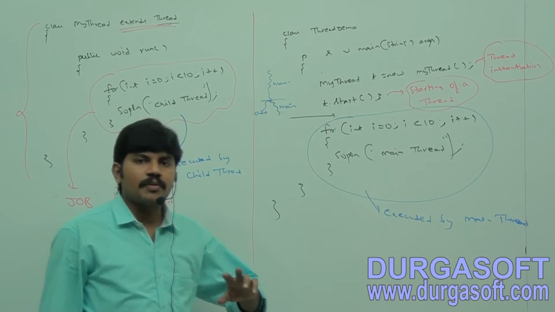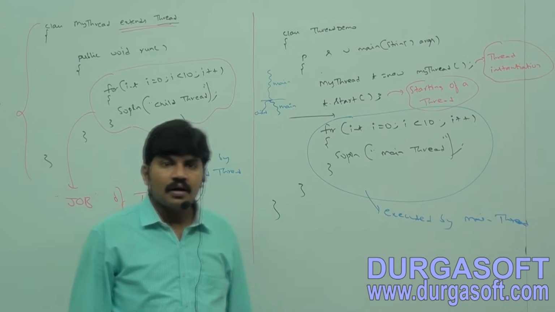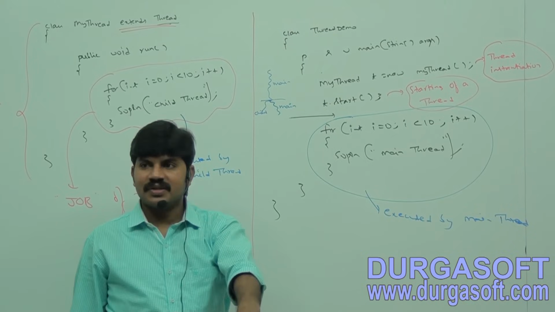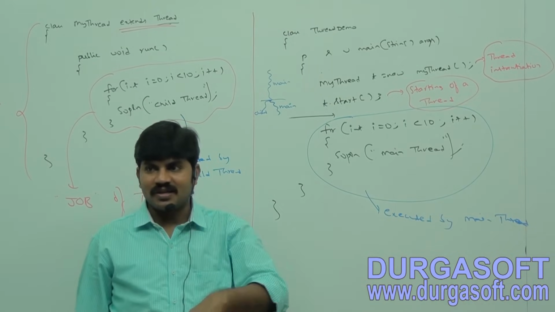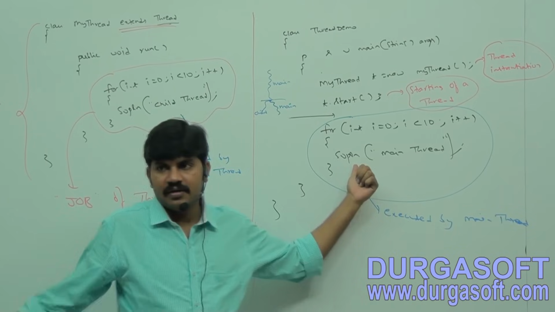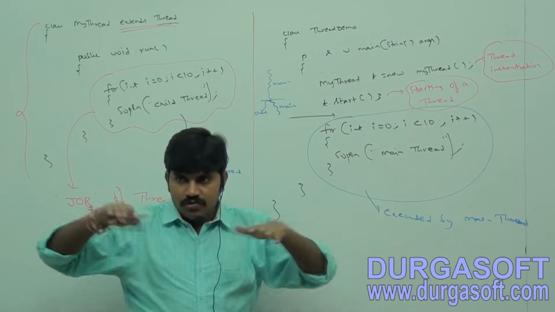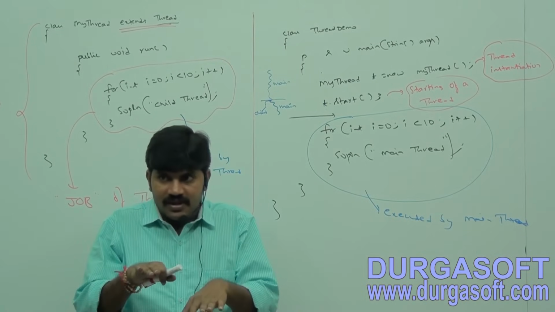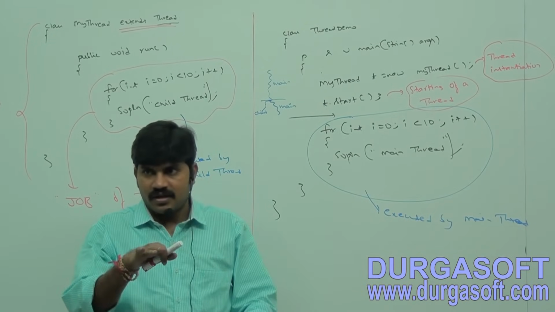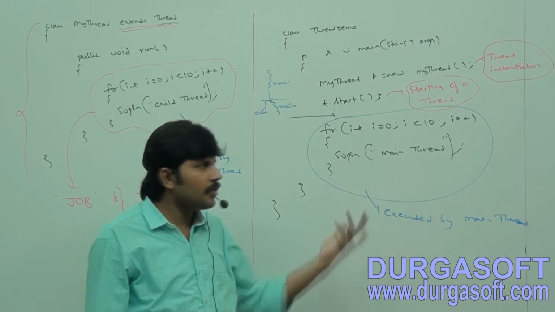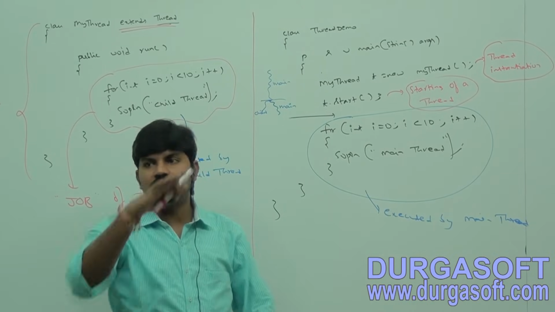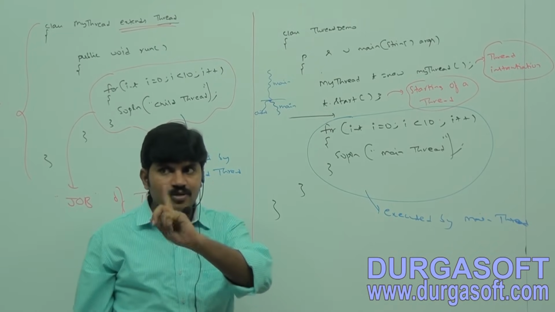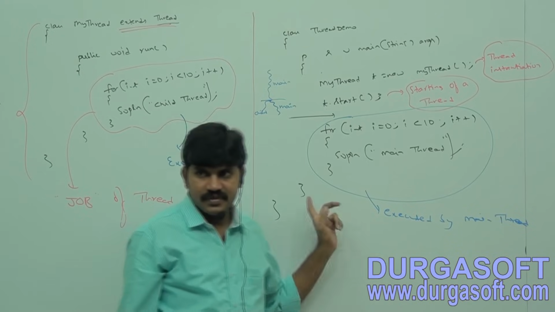Sir, when should we go for multi-threading? If two independent jobs are there. This job is independent, this job is independent. In which order are they going to execute? What is the problem for me? If there is a dependency, then first this one, next this one. If there is no dependency, in which order they execute, what is the problem for me? That's why, if there is a dependency, then you should not go for multi-threading.